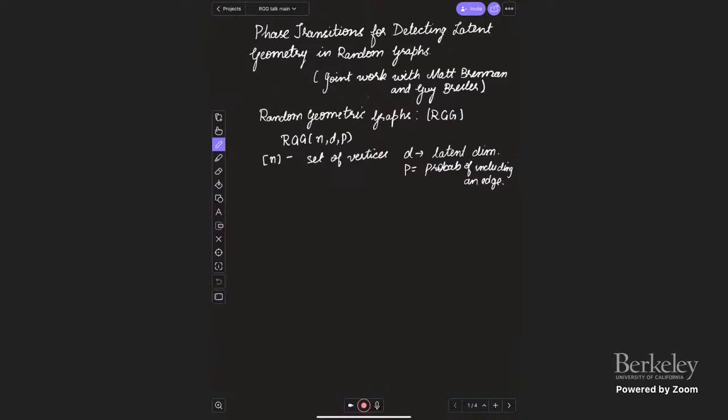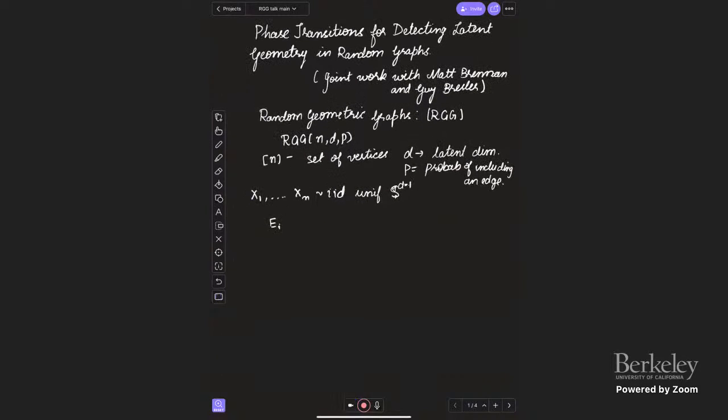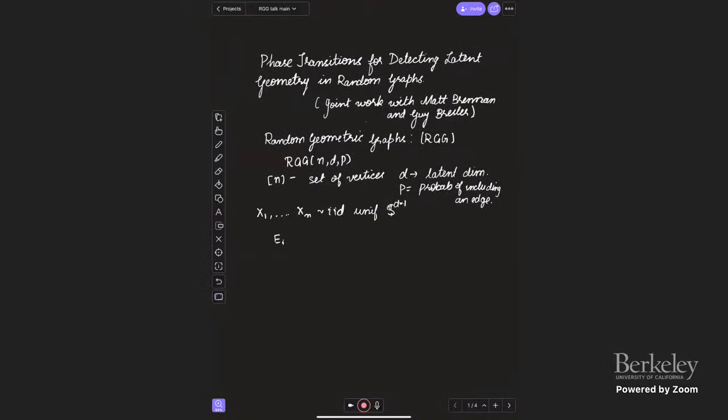How do we generate random graphs from this model? We first pick x1 to xn to be IID uniform over the sphere embedded in R^d, and let e_ij be the indicator that the edge (i, j) belongs to the edge set of the random graph G. Then e_ij is equal to 1 if the distance between xi and xj is less than or equal to some tau(p, d), and 0 otherwise.